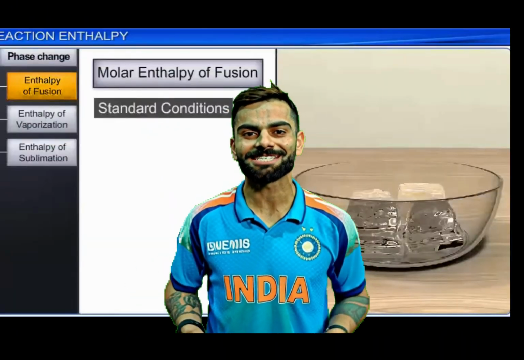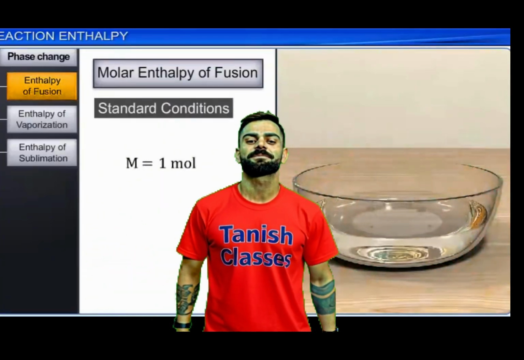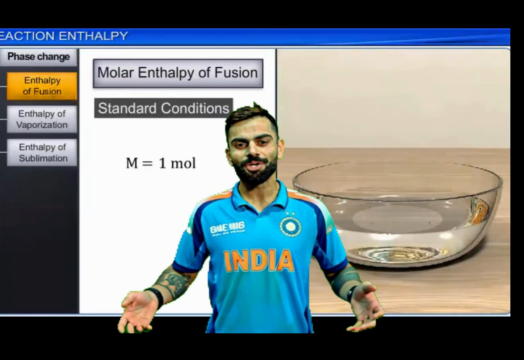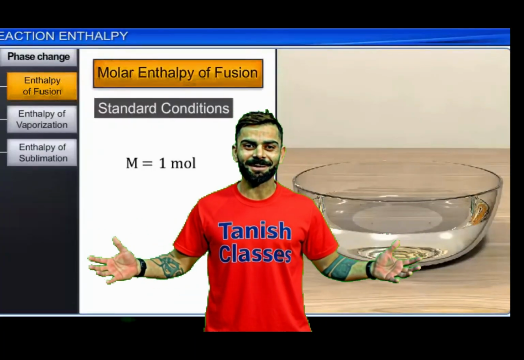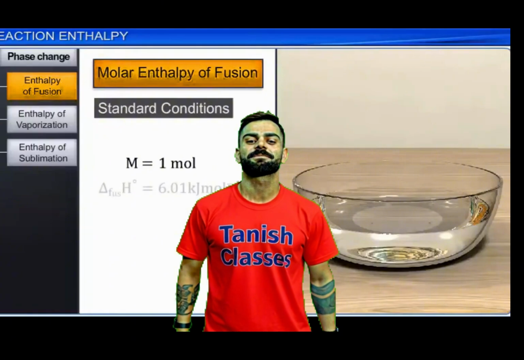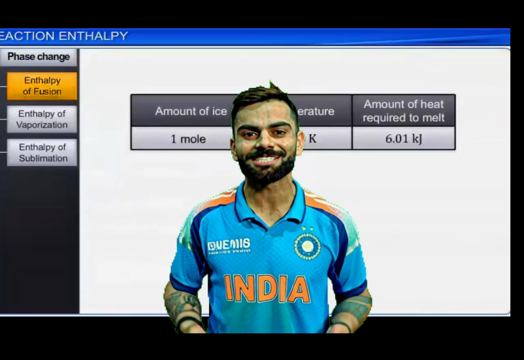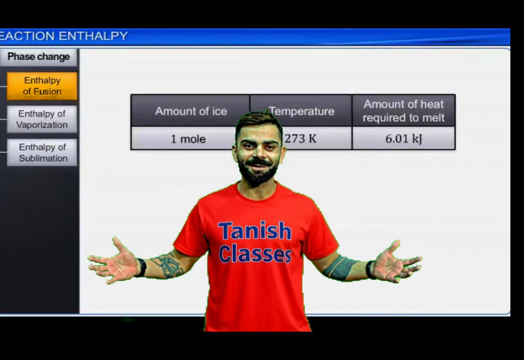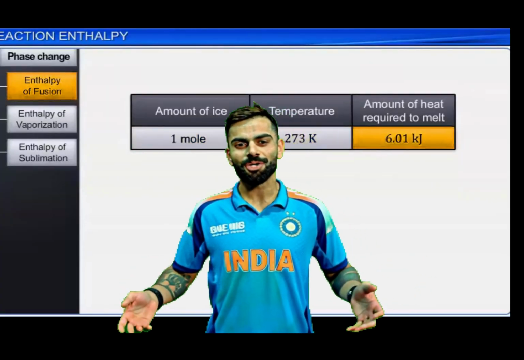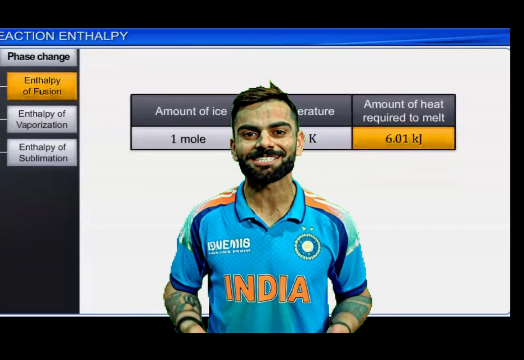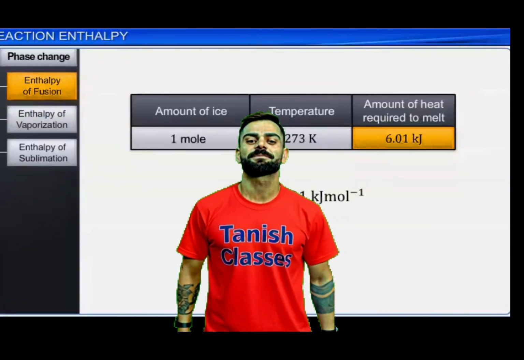Standard enthalpy of fusion is the enthalpy change accompanying the melting of 1 mole of a solid substance in standard state into its liquid state. It is also called molar enthalpy of fusion and is represented as delta fusion H naught. For example, the amount of heat required to melt 1 mole of ice at 273 Kelvin is 6 kilojoules. Thus, we can say that the molar enthalpy of fusion of ice is plus 6 kilojoules per mole.